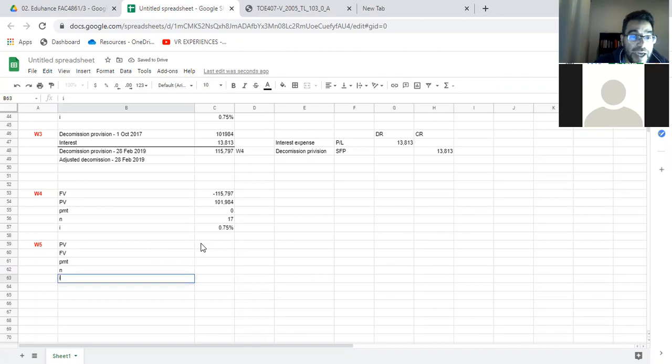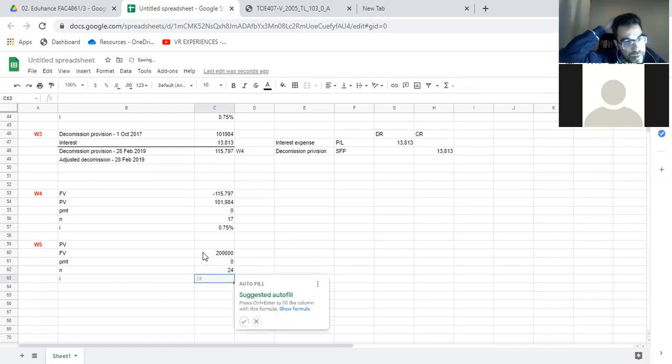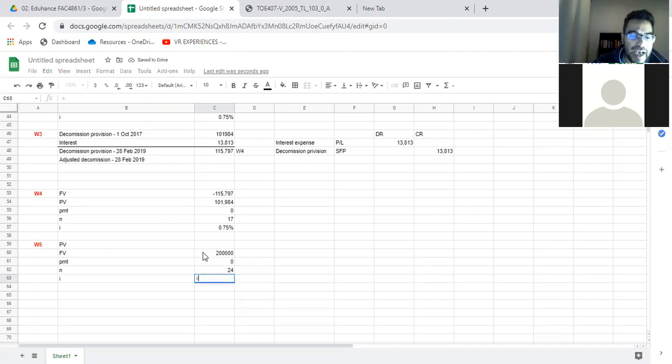What do we know? We want PV. The future value in 2 years' time is 200,000. PMT: there's no regular fixed payment. N is 24, 2 years times 12 months, 12 compounding periods per year. And then I is 9% compounded monthly, so we divide by 12. Just take note of that.